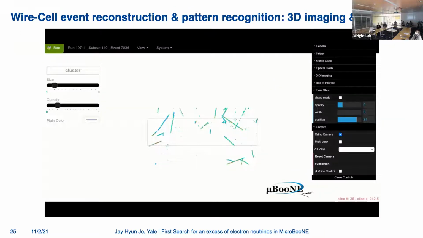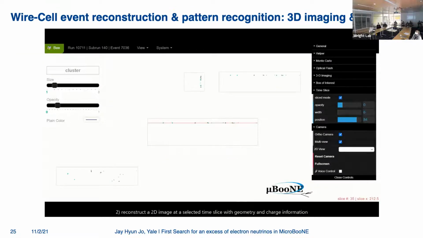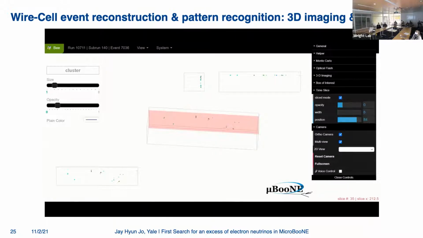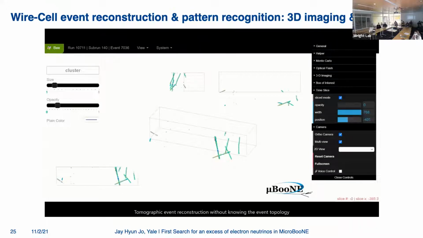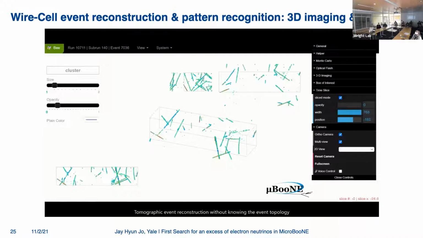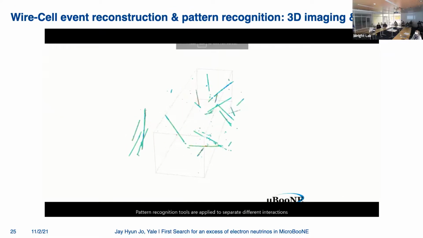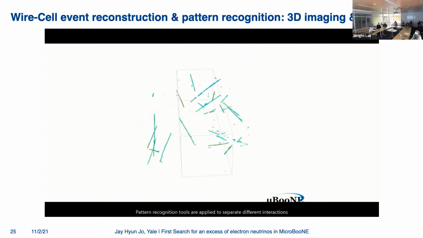So you see this 2D image first, and then we slice it along the time dimension. This red slice is a time slice. You can see that for each time slice, we have this information in 2D. Then we do that for thousands of time slices, and we use that information to stitch all these 2D slices together to construct the 3D image. You can see that we are constructing this side by side, and finally we come up with this 3D image.